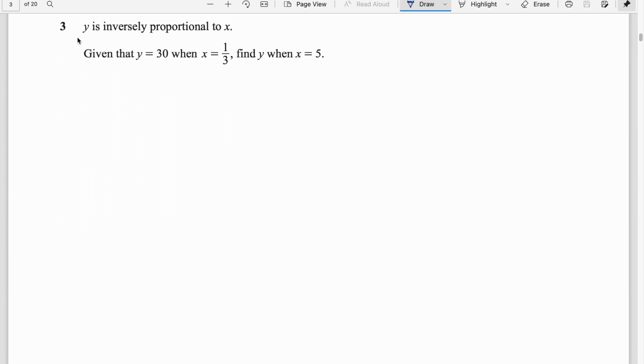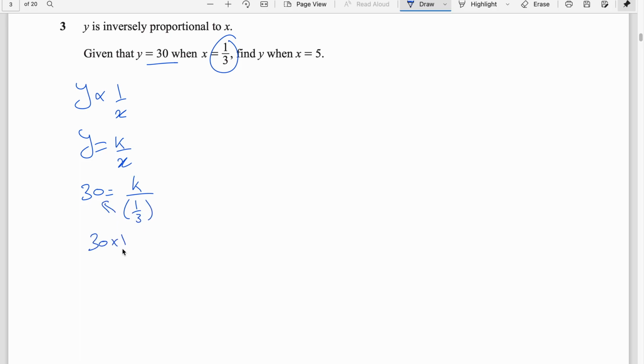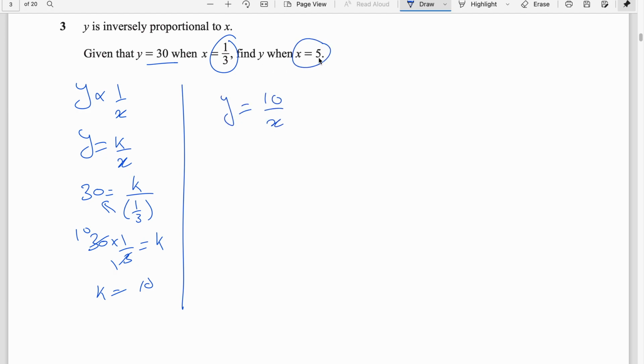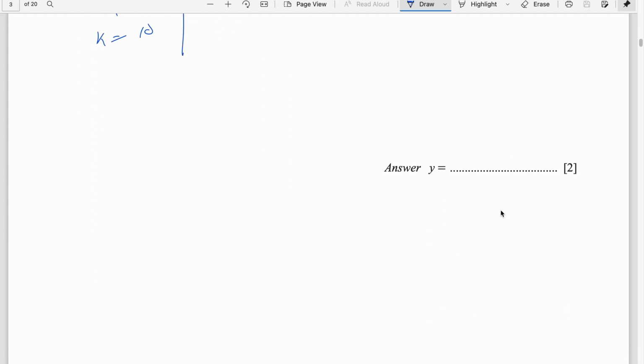Question number 3. Y is inversely proportional to x. Y is equal to k over x. Given that y is 30, x is 1 by 3. Multiplying 30 and 1 by 3 on the other side to get k, k is equal to 10. Rewrite the equation: y is equal to 10 by x. Find y when x is 5. So 10 by 5, 1 times, 2 times, y is equal to 2.